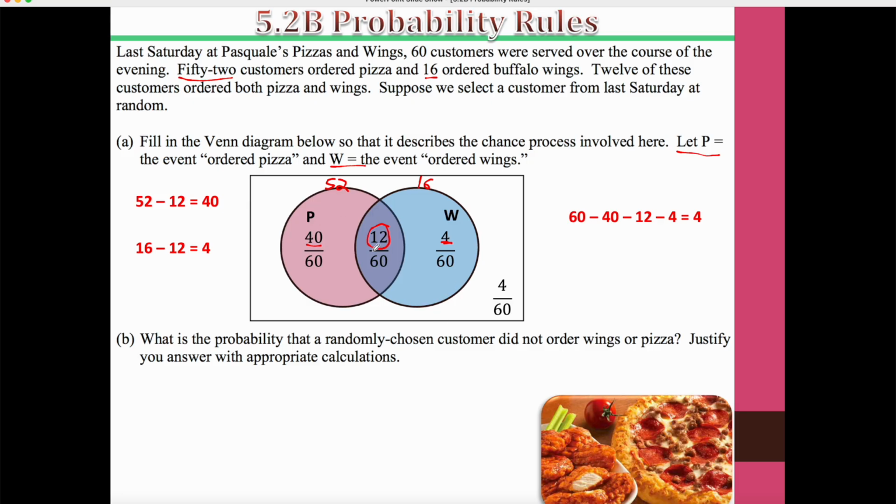So noting that 40 and 12 and 4 is 56 people, 56 customers, and there were 60 total. The difference of that is 4, which means that if 56 falls in one of these two bubbles, or both, then the remaining 4 have to fall outside of it. This 4 is the neither pizza nor wings group.